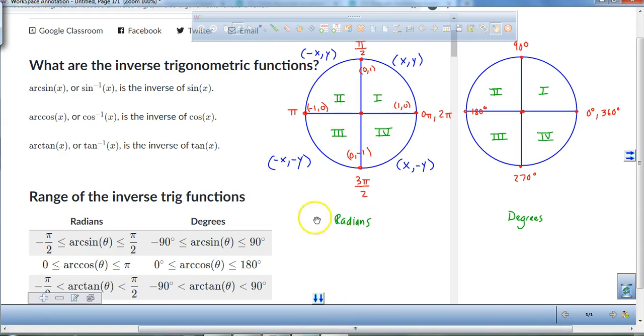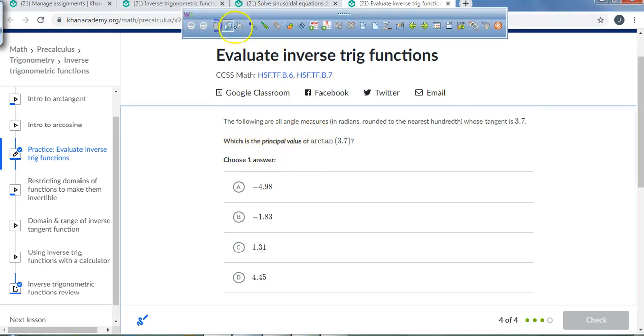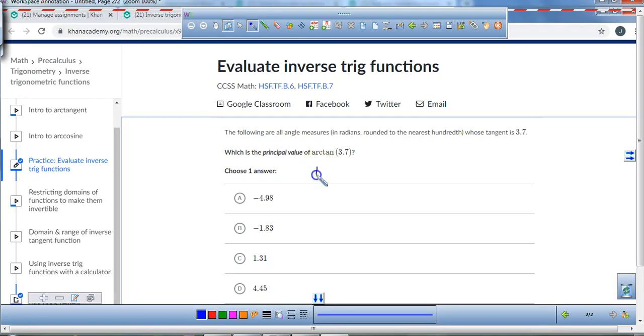So let's take a look real quick at the first question right here. It says, the following are all angle measures in radians rounded to the nearest hundredth whose tangent is 3.7. Which is the principal value of arc tangent? So on this particular problem, it's going to be very easy. You just put the inverse of tangent, 3.7.